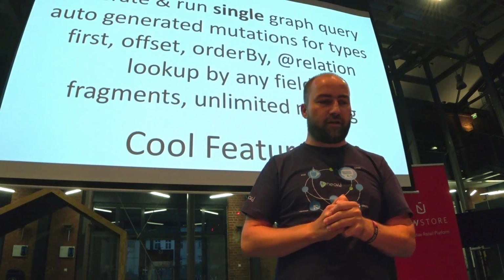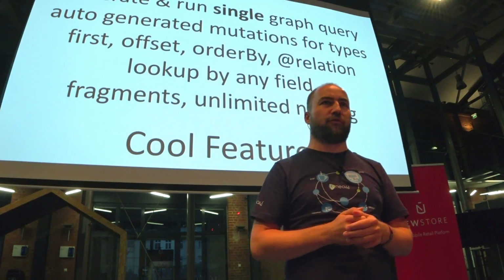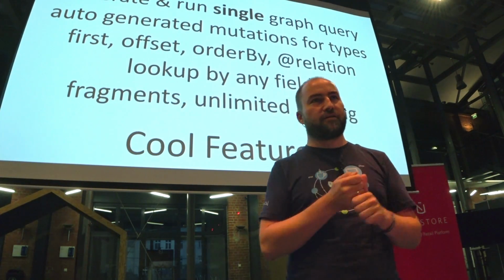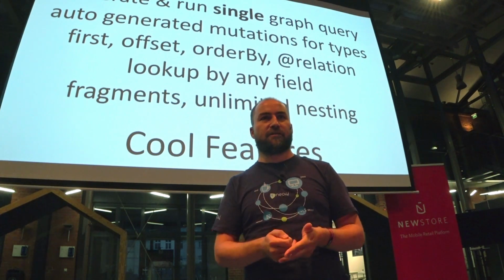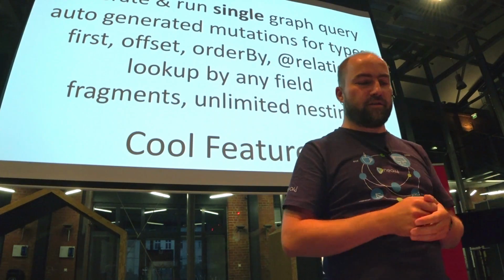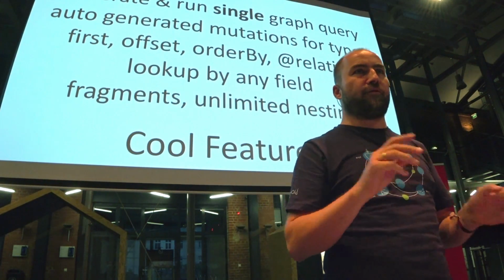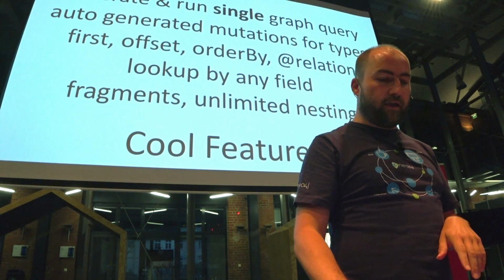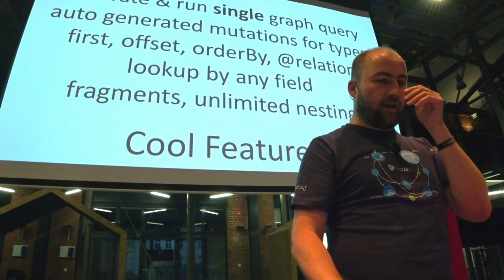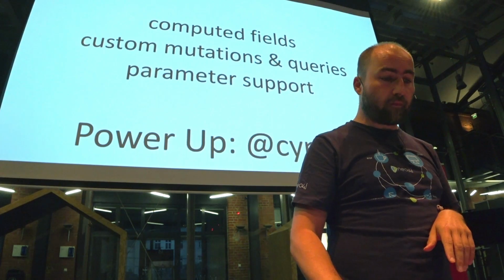Something else that we did is we auto-generate mutations for all the types. So you can create entities, you can delete them, you can update them, you can create connections between entities, and have support for things like filtering, order by, first, offset, and all this sort of stuff. And have unlimited nesting as well.